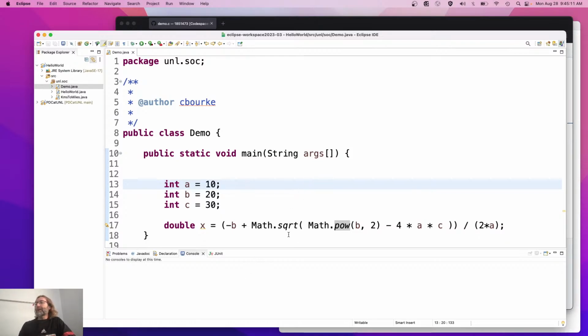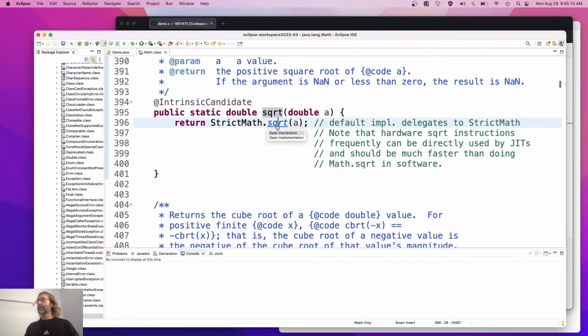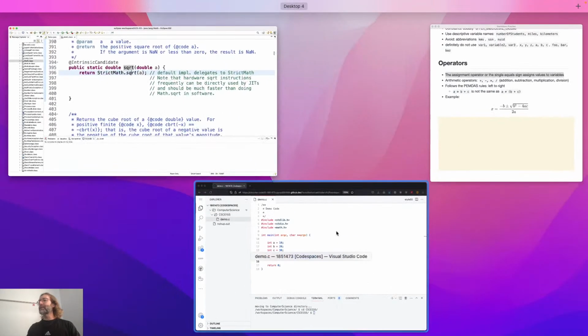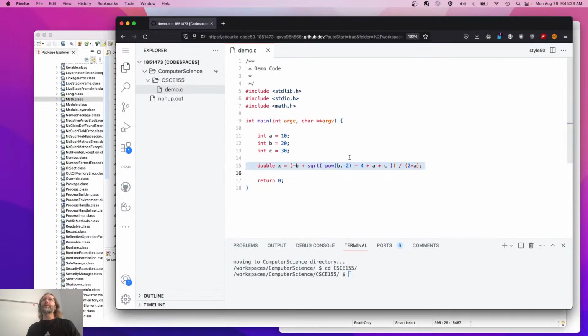So when I actually call square root here, it's calling what's called a native function. When I get to it, StrictMath square root, there we go. It's a native function. It's native to that system. It's the C library, right? So all of those nice little mathy things that you have over here in C, you also have some of them over in Java. In Java, you have maybe a little bit more. Sine, cosine, tangent, pow, square root, arcsine, two-argument arctangent, et cetera.